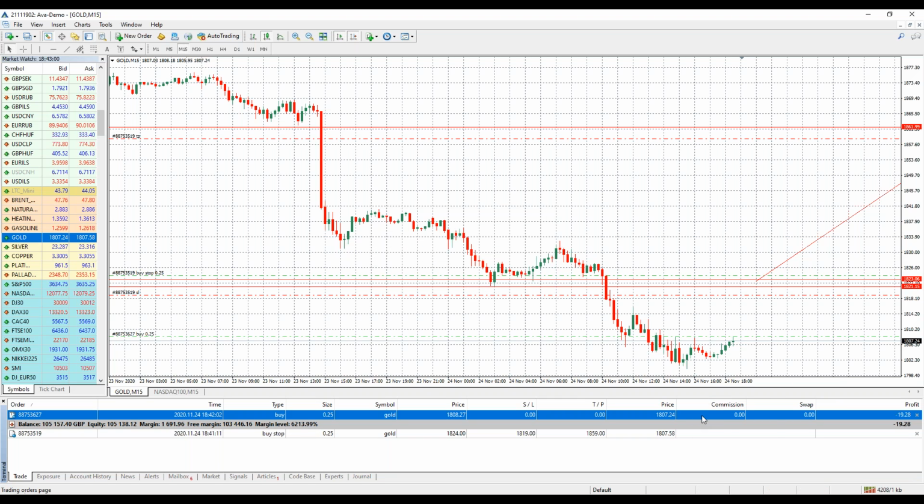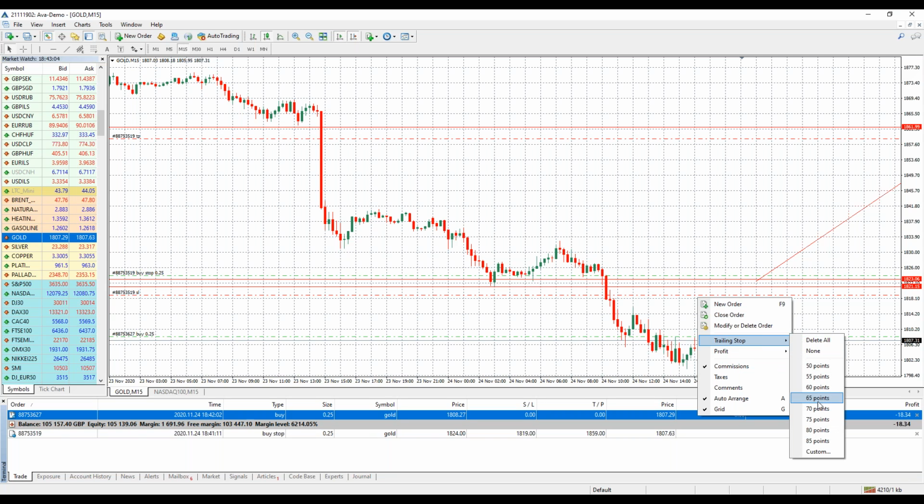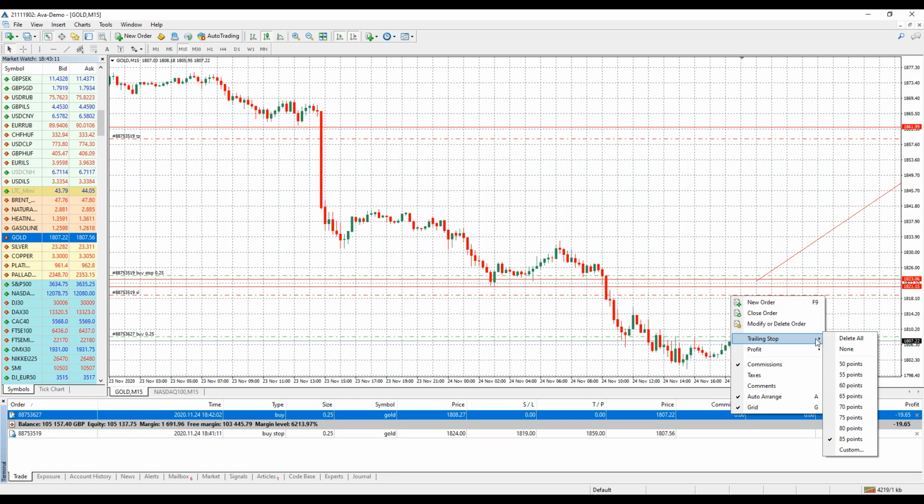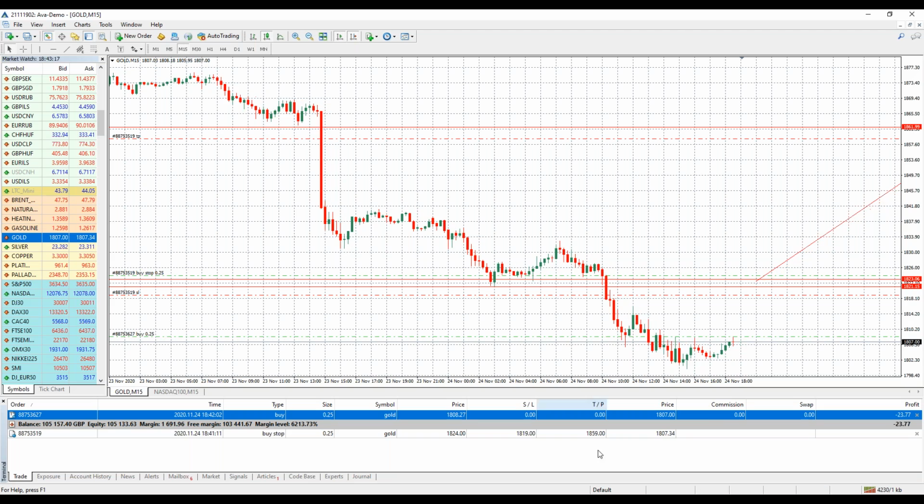And if I was to pick one of these presets, like, okay, 85 points. Now if I check, I can see there's a check mark. You see right there, there's a check mark next to 85. I know that trailing stop is active. Okay. The thing about trailing stops is you have to be careful. I'll just close this off.